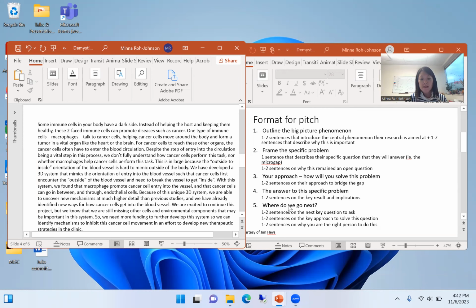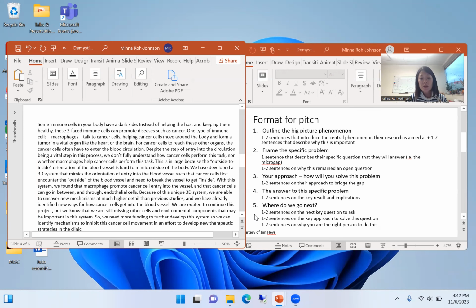So where will we go next? We are excited to continue this project, but we know that we are still missing other cells and environmental components that may be important in the system. So we need more funding to further develop the system so we can identify mechanisms to inhibit this cancer cell movement in an effort to develop new therapeutic strategies in the clinic.